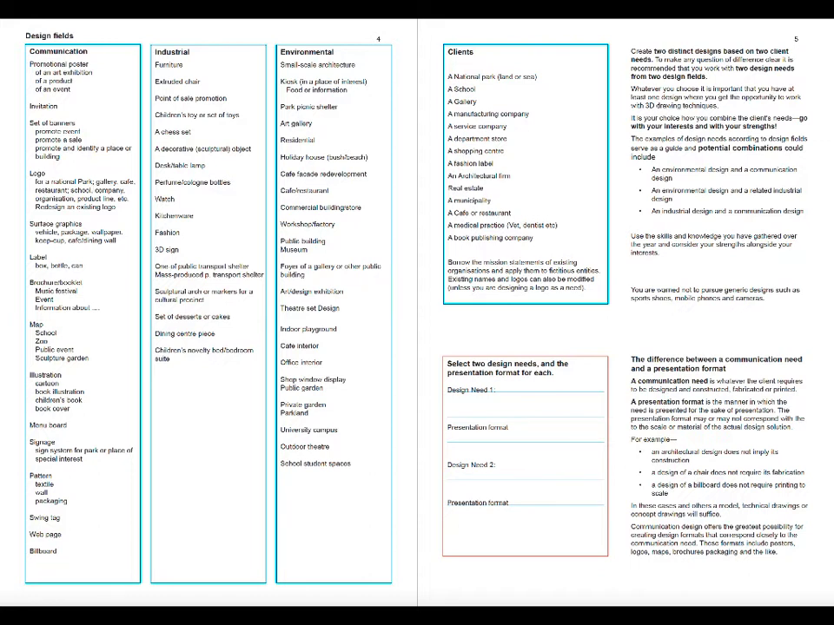For example, an architectural design does not imply its construction. A design of a chair does not require its fabrication. A design of a billboard does not require printing to scale. In these cases and others, a model, technical drawings, or concept drawings will suffice. Communication design offers the greatest possibility for creating design formats that correspond closely to the communication need. These formats include posters, logos, maps, brochures, packaging, and the like.